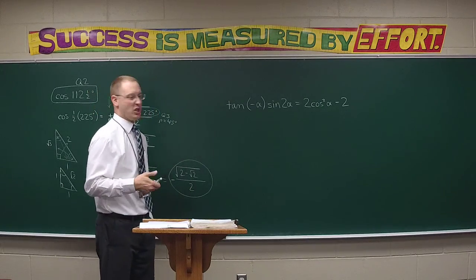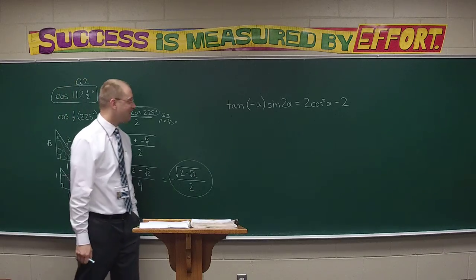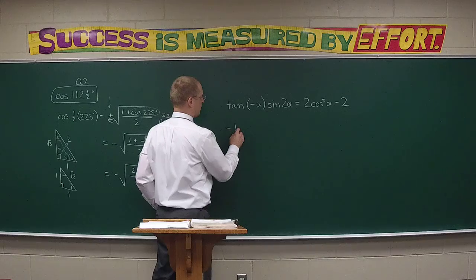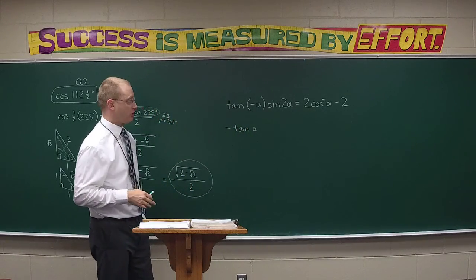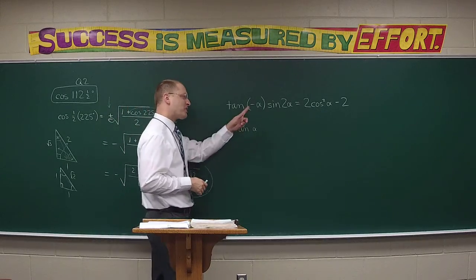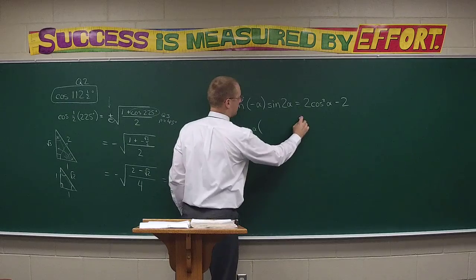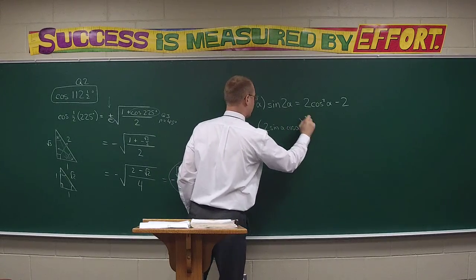And there's something else that annoys me: the negative angle. So let's take care of the negative angle first. Negative tangent alpha. There we go. It just comes to the front because tangent is an odd function, like most functions other than cosine and secant. And then what about the sine 2 alpha? What should I do about that? 2 sine cosine. 2 sine alpha, cosine alpha.